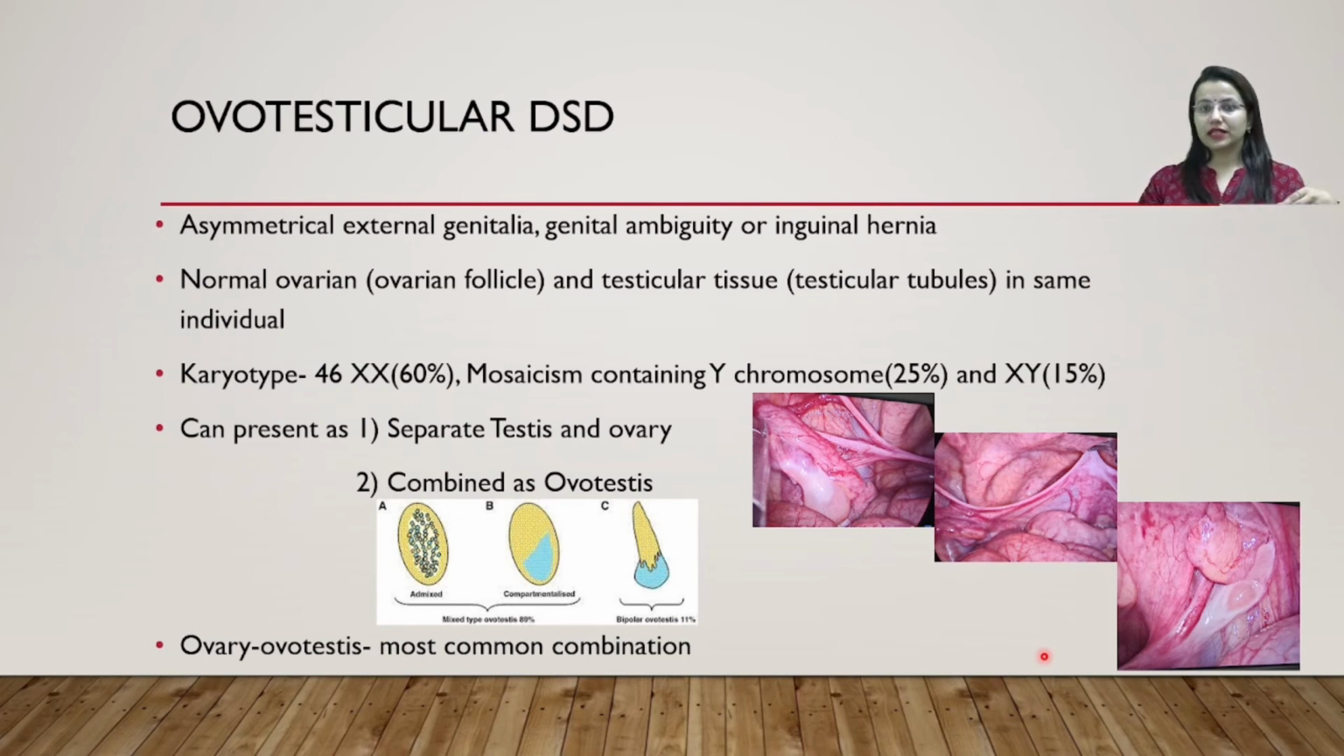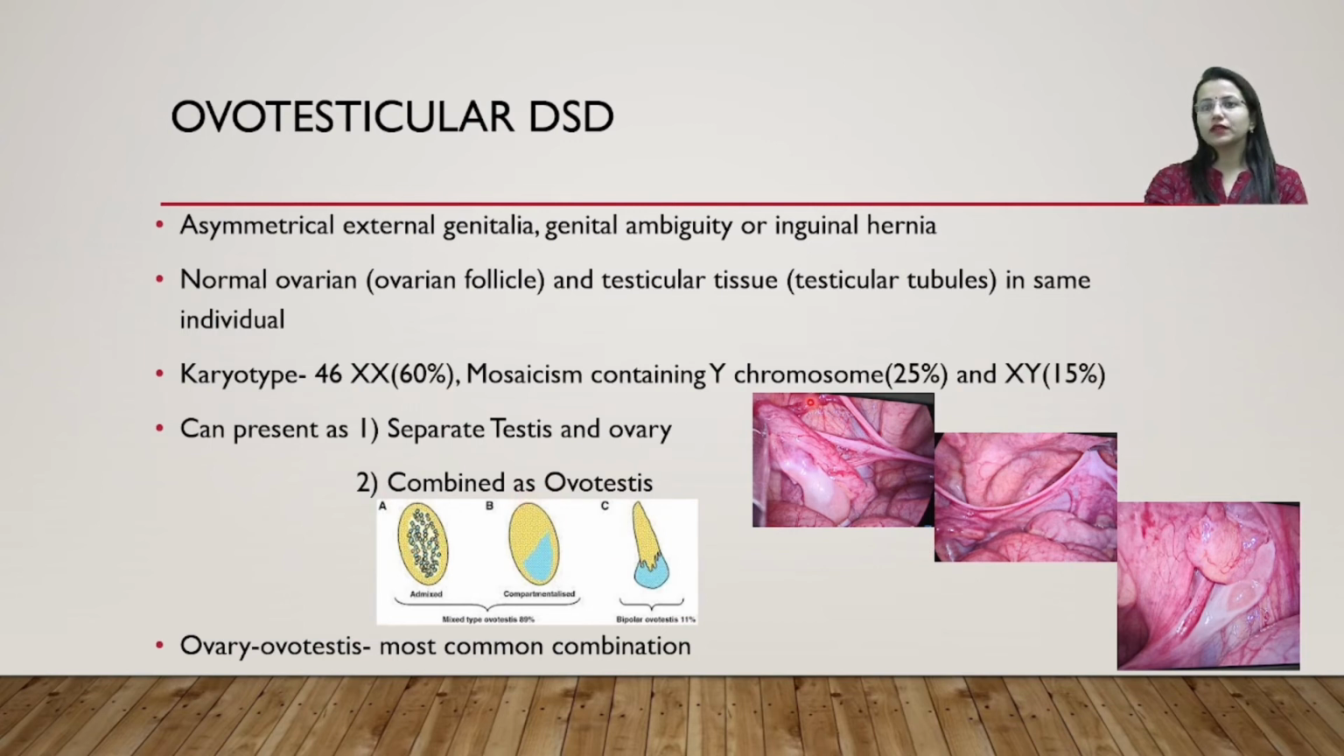As the name suggests, ovotesticular, they will have normal ovarian tissue with ovarian follicles in it and testicular tissue with testicular tubules in it. So their karyotype is 46XX. There can be mosaicism within the Y chromosome, or they can also have a karyotype of 46XY. Here the ovaries and testes can be seen separately, or can be seen combined in an ovotestis.